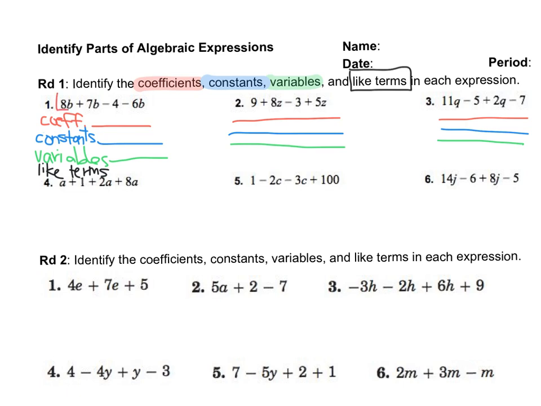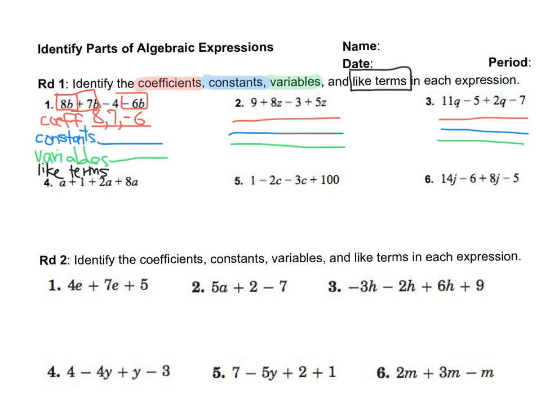So for example, for 8b, that means there are 8 b's. So the coefficient is 8. For plus 7b, we have 7. That's another coefficient. And our last coefficient is negative 6 because we're subtracting 6b.